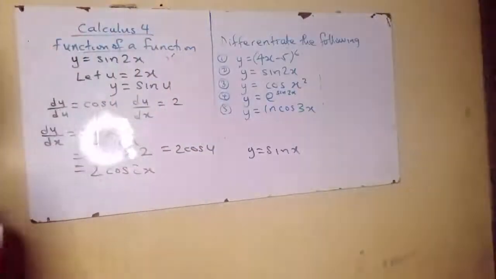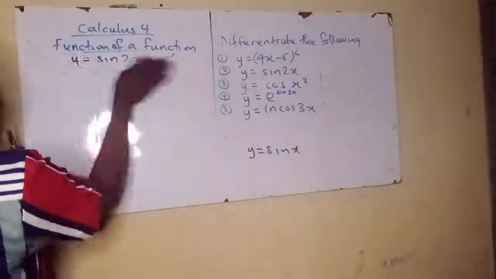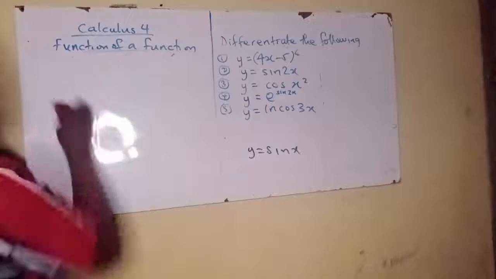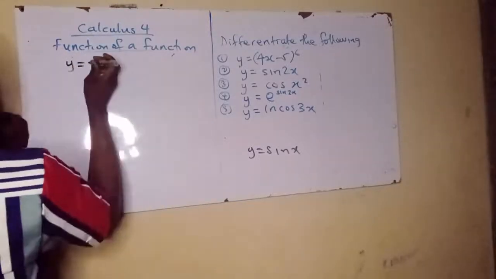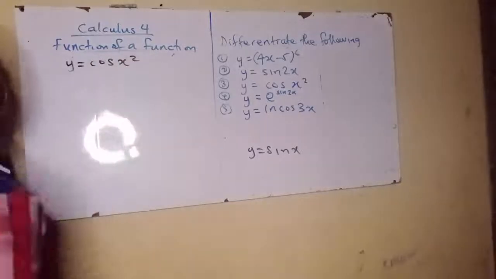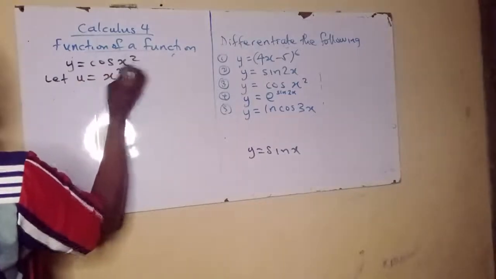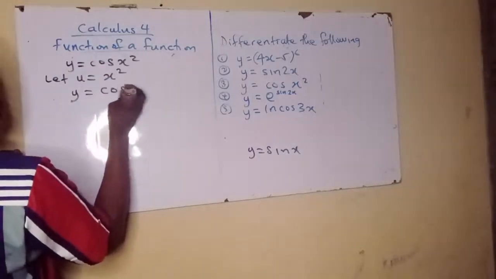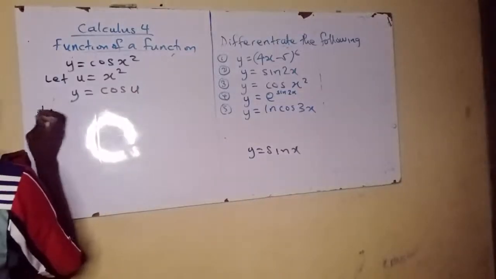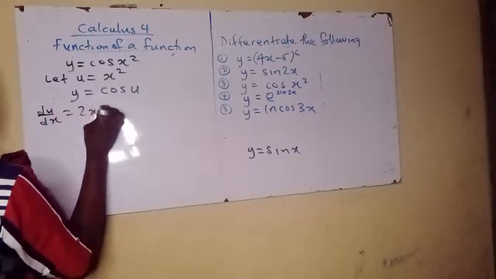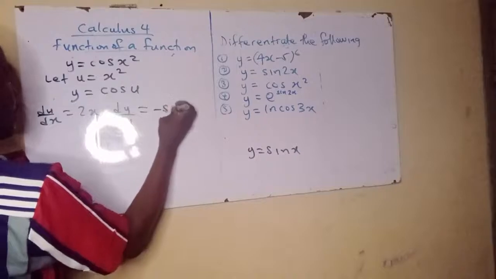So let us take another one. Now we have y equals to cos x squared. Now we just say that let u be equals to x squared, so that our y will now be equals to cos u. Now my du dx will be equals to 2x, and my dy du will be equals to minus sin u.